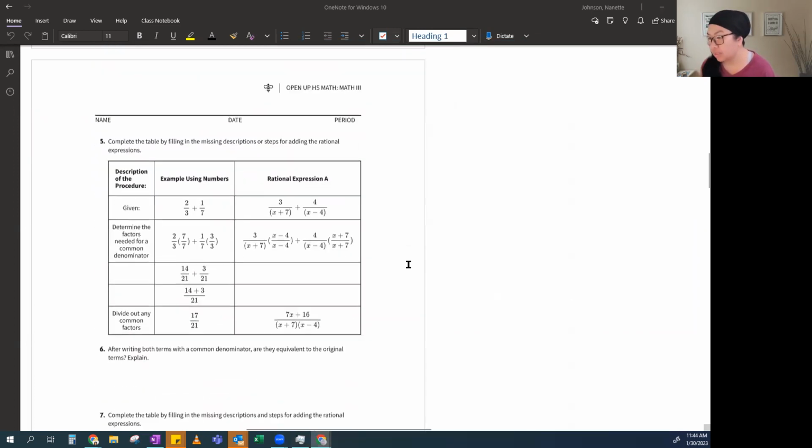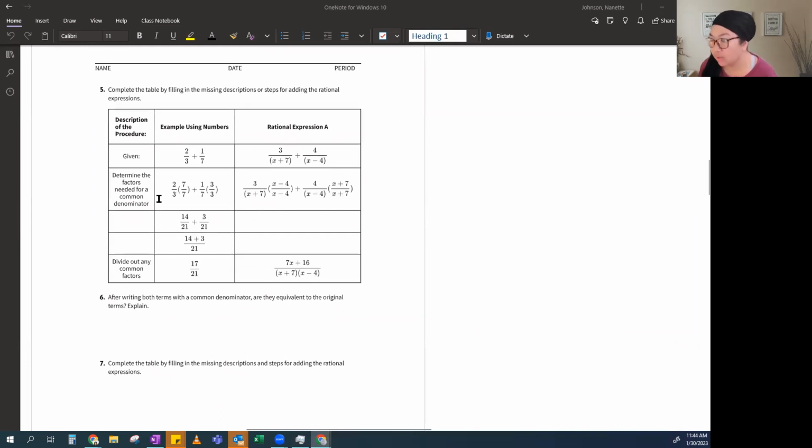I wanted to move on. I know we only have 2 minutes, but I wanted to move on to this just to give you an idea of what I'm looking for. Here, you could already see this. You can review this on your own. Notice when you don't have a common denominator, you multiply so you get a common denominator, right? In this case, our common denominator is going to be multiplying our two denominators.